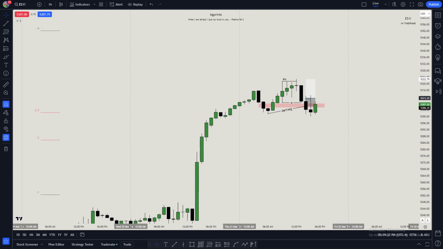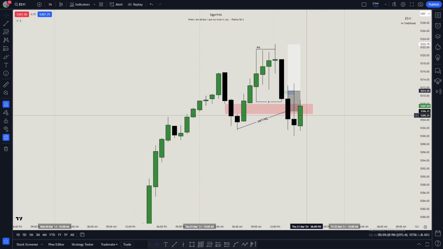We have a balanced price range, a BPR, and this was my point of interest at the time, a high time frame PD array. It was going to help me out with the day and where I thought the market was going to go.